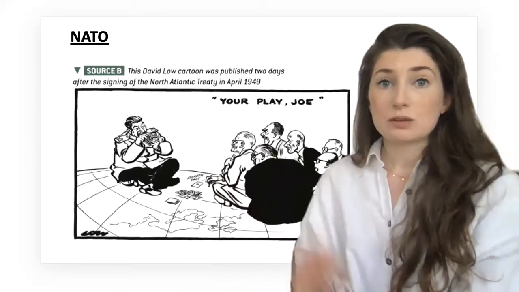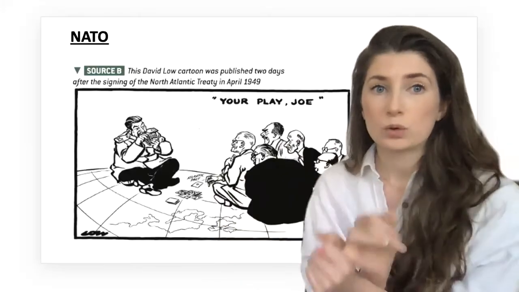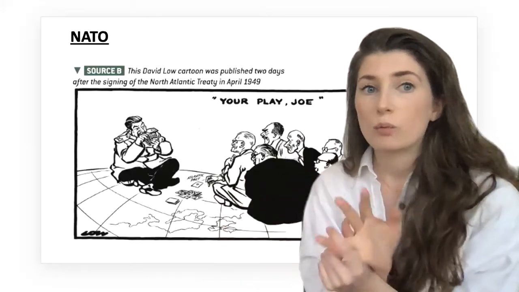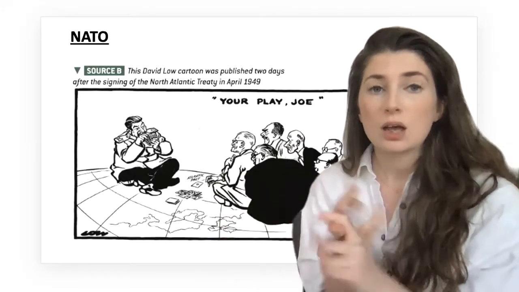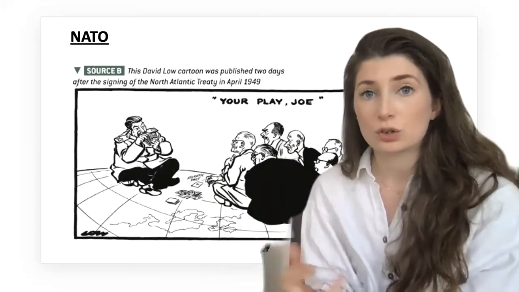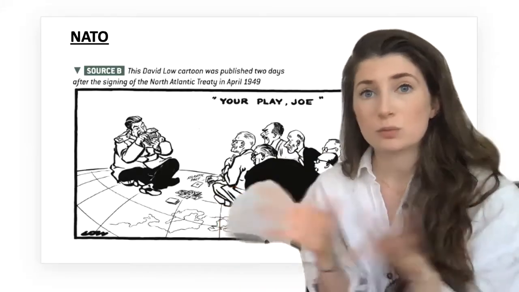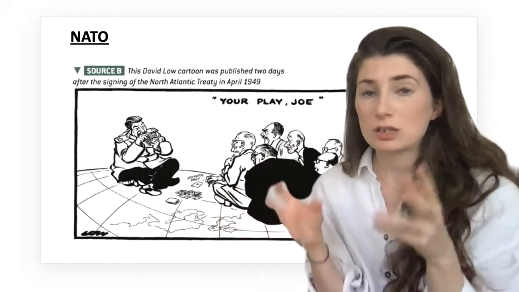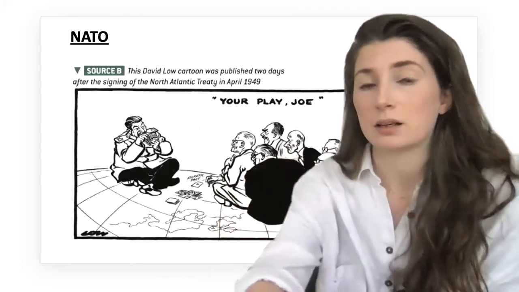When we look at the source, there are some questions we need to ask. What does it tell us about the events? Where's it come from? What's the provenance? And then finally, if we're doing question 2, is it useful? But for this first question, we don't need to worry about much of that. We just need to think about, what is this source telling us?